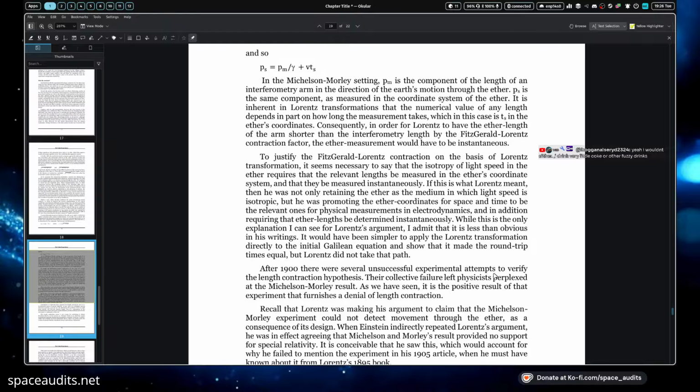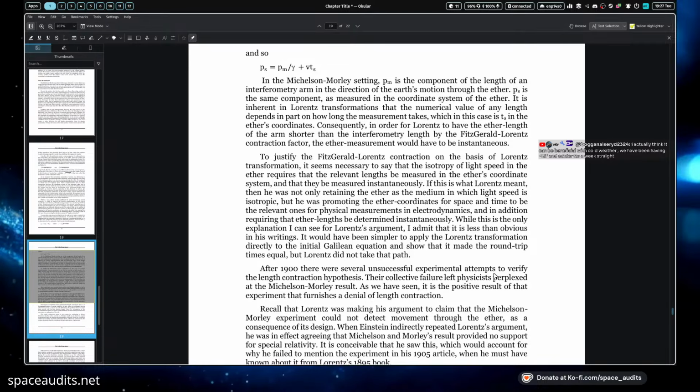Consequently, in order for Lorentz to have the ether length of the arm shorter than the interferometer length by the Fitzgerald-Lorentz contraction factor, the ether measurement would have to be instantaneous. To justify the Lorentz contraction on the basis of the Lorentz transformation, it seems necessary to say that the isotropy of light in the ether requires that the relevant lengths be measured in the ether's coordinate system, and that they be measured instantaneously. If this is what Lorentz meant, then he was not only retaining the ether as the medium in which the light speed is isotropic, but he was promoting the ether coordinates for space and time to be the relevant ones for physical measurements in electrodynamics, and in addition requiring that ether lengths be determined instantaneously.